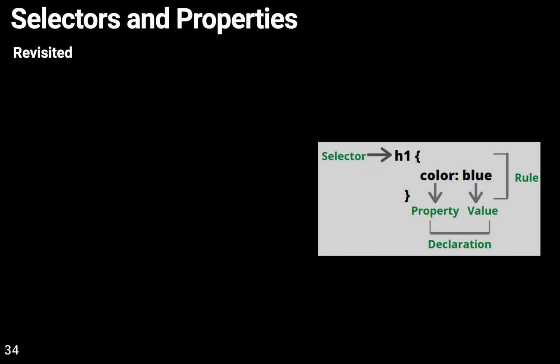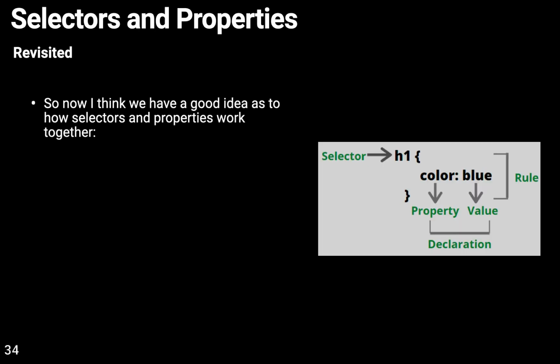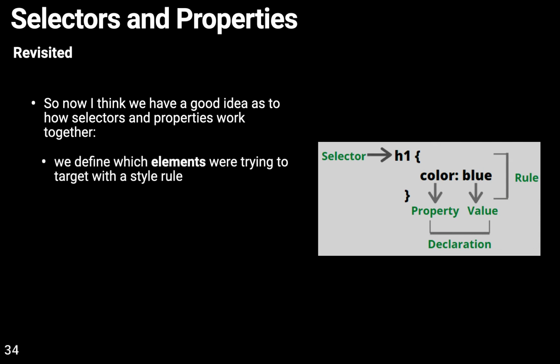Okay. To recap, I think we have a good idea now of selectors and properties, I hope at least, how they work together, right? We define which elements we're trying to target with the style rule by using the selector, and then we describe the properties to apply to that set of elements. The element can be just one item if it's an ID, or it can be a whole category that we've defined with classes.